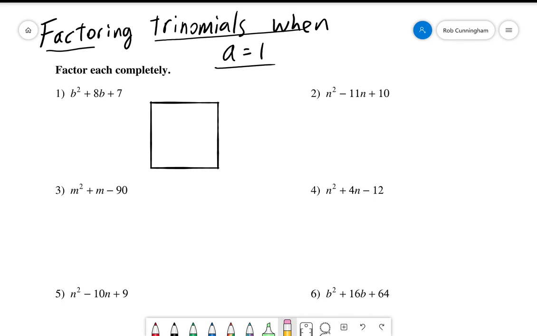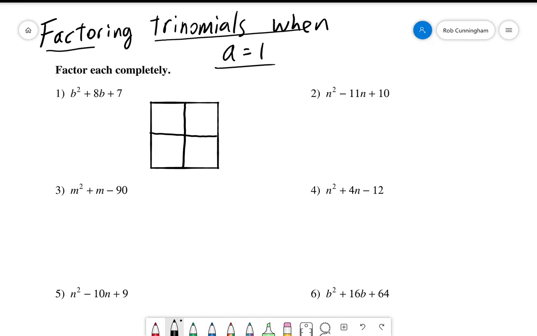Alright, this video is about how to factor trinomials when that lead coefficient a is equal to 1. As you can see in all of my example problems, the lead coefficient of the trinomial is 1. Now you're going to find, if you watched my previous video on how to factor any trinomial, that this is going to be a whole lot simpler and a whole lot faster. But we are still going to use this sort of 4-section area model.